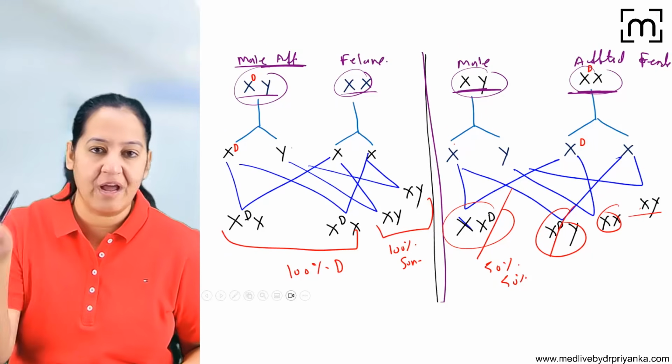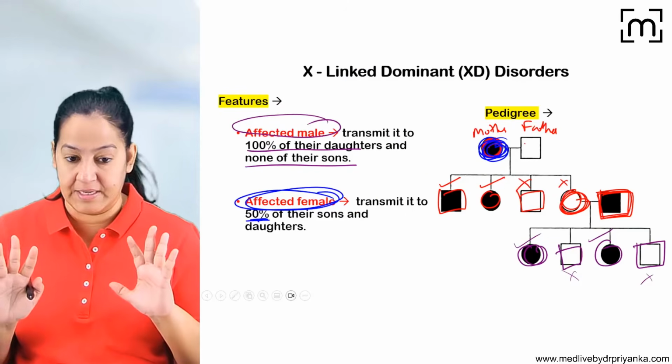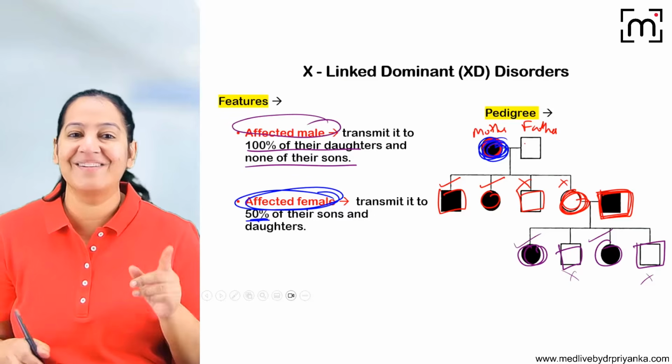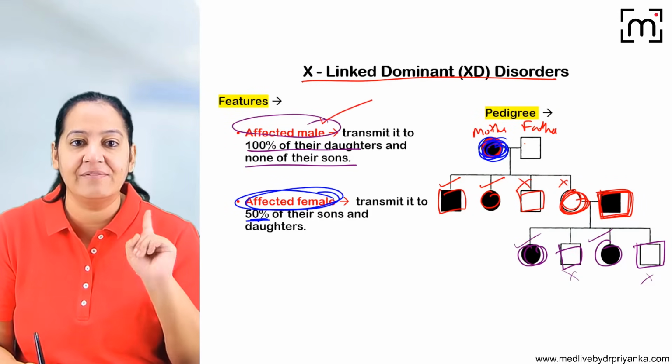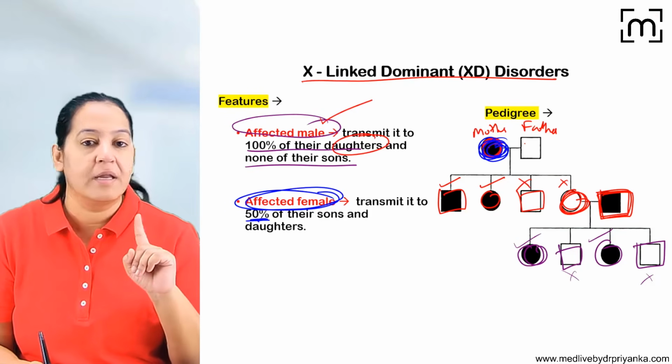So learn the summary. You don't have time to draw all these. You have to learn the summary, so you should be able to draw the pedigree. So what is the summary? In X-linked dominant disorders, the affected male gives the disease to 100% daughters, none of the sons.